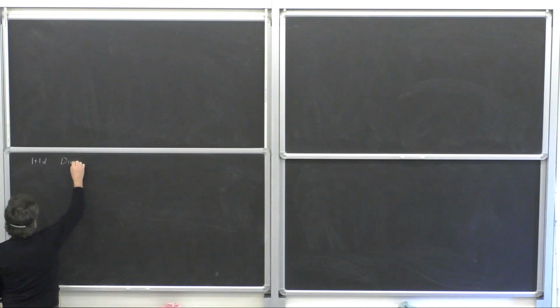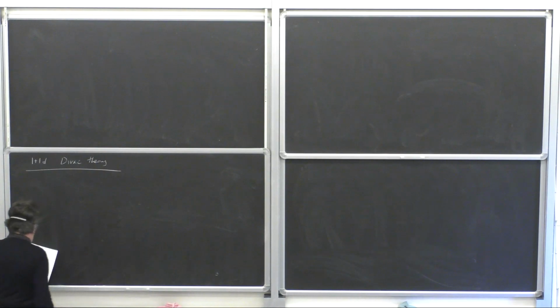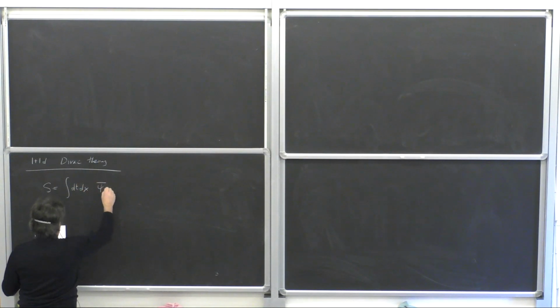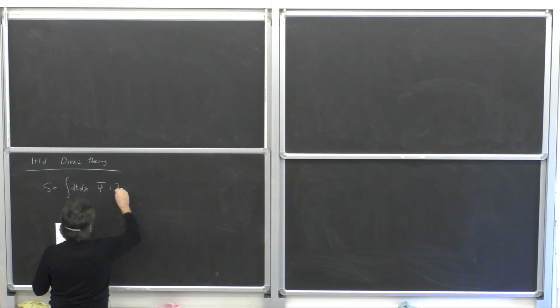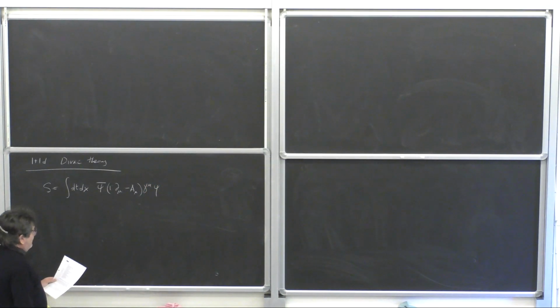So we are going to discover this anomaly in the Dirac theory. I have a 1+1 dimensional Dirac fermion. What is it? Well, the action is the integral dt dx of psi bar, and so on. It's massless.